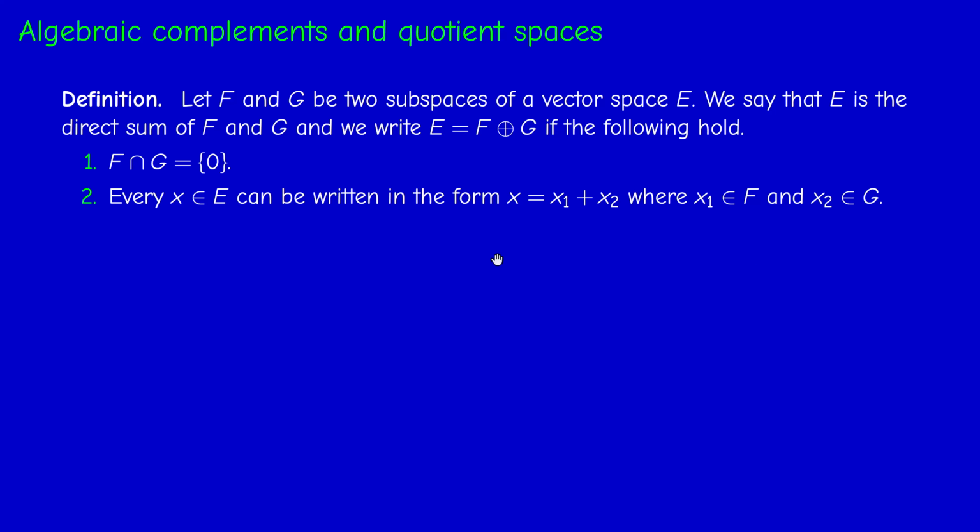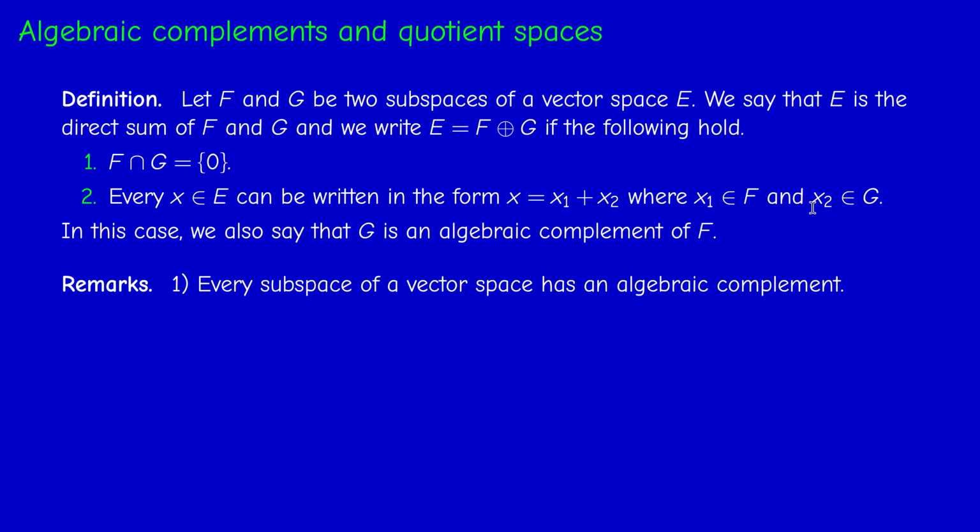The map that to each x associates the x1 is the projection onto F, and the other one is the projection onto G. And in this case, we say that G is an algebraic complement of F. Okay, so note that in this section, there's no topology, just pure algebra. And according to what we said, actually, every subspace of a vector space has an algebraic complement. Why is this true? Because of the previous result.